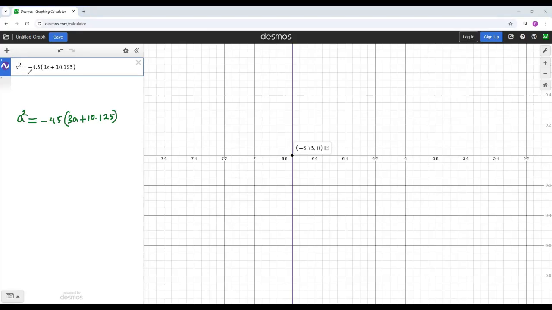Now to get the value of x in this equation, we have to consider the x coordinate over here, that is negative 6.75. Actually, we used x in place of a, so the value we got over here as the x coordinate is the value of a. Therefore, the value of a is negative 6.75.